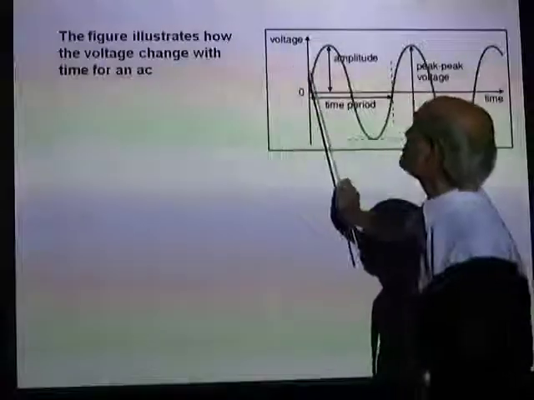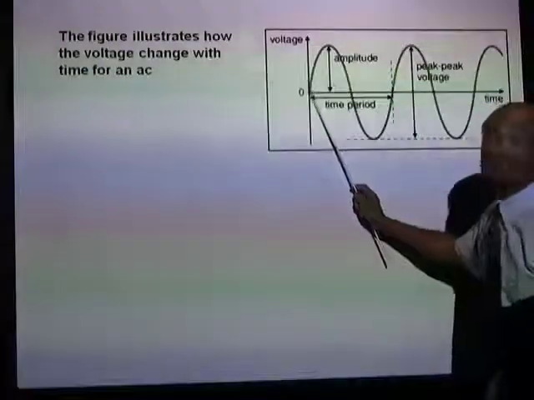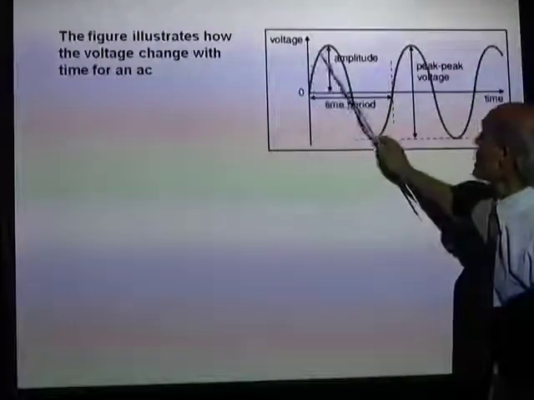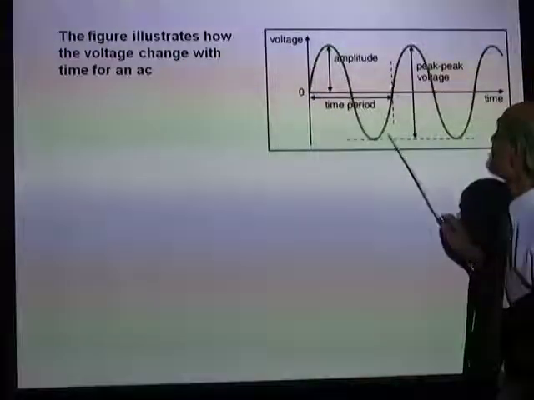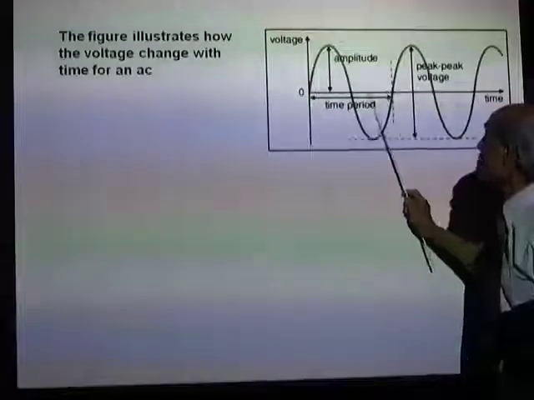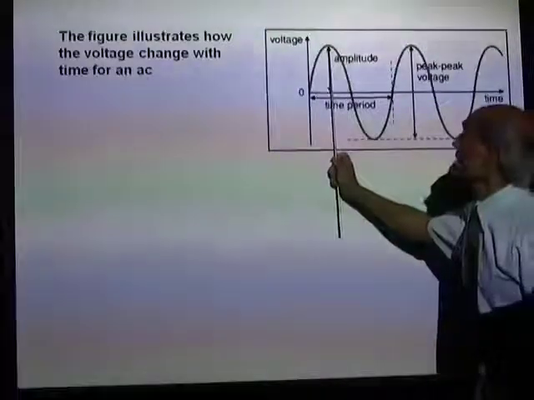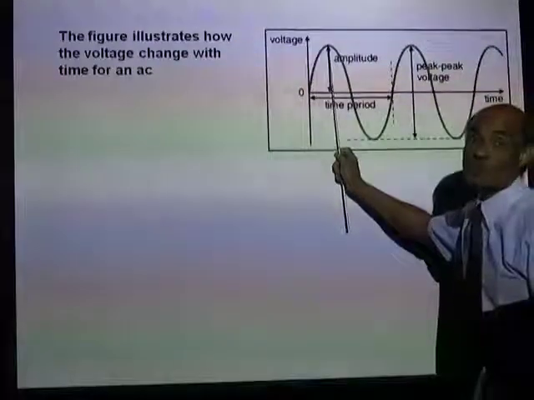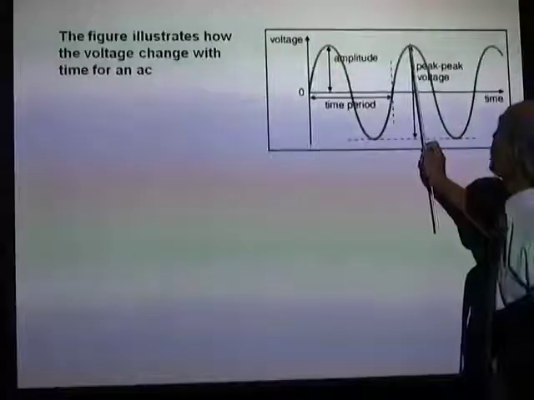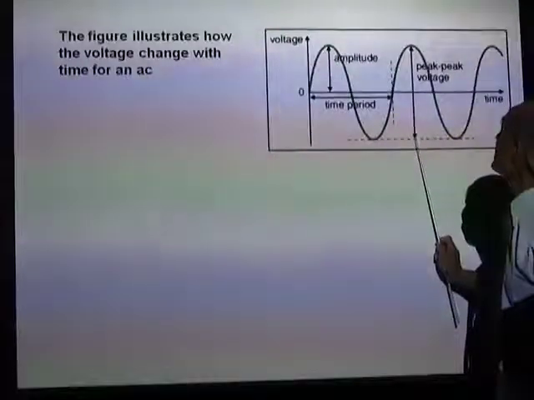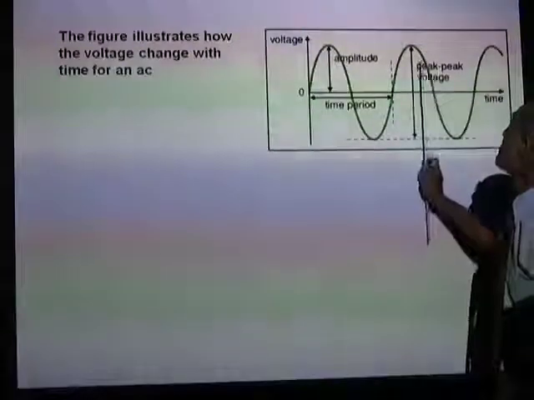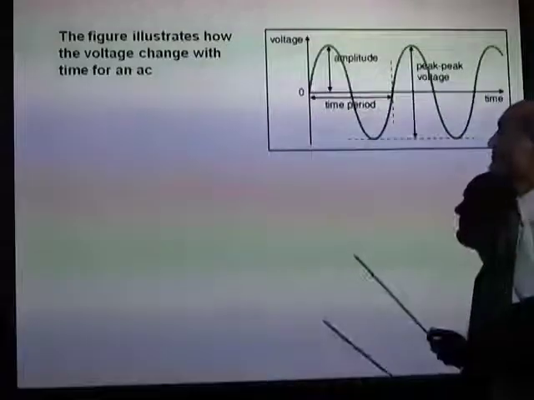Well, the figure illustrates how the voltage changes with time. The voltage is a sine function. You can see this is how the voltage changes for one complete rotation of the coil, and that time is called the period. And of course the maximum current or maximum EMF is the amplitude or the peak voltage. The voltage from the negative maximum to the positive maximum is the peak to peak voltage.